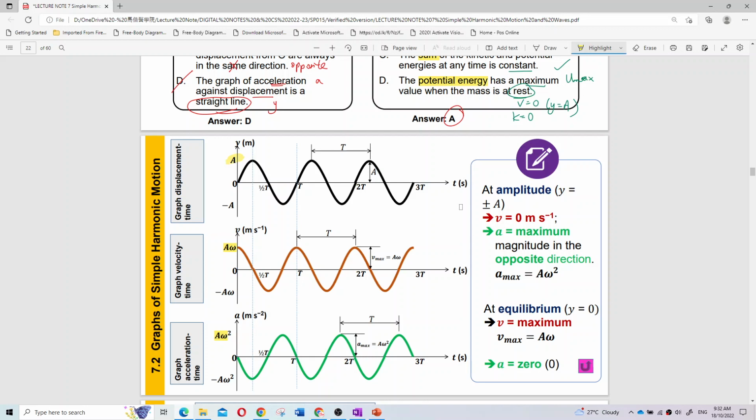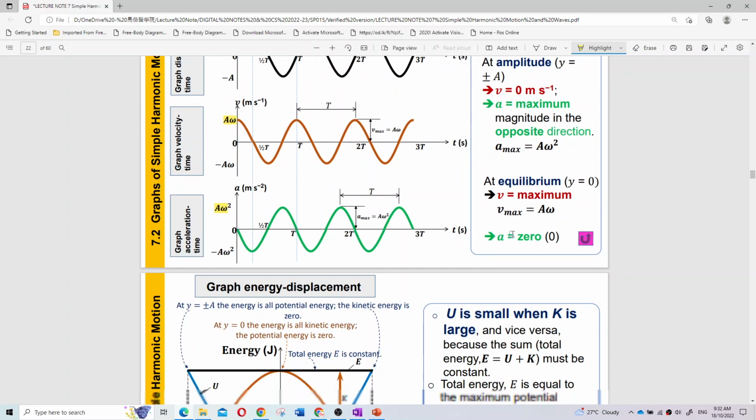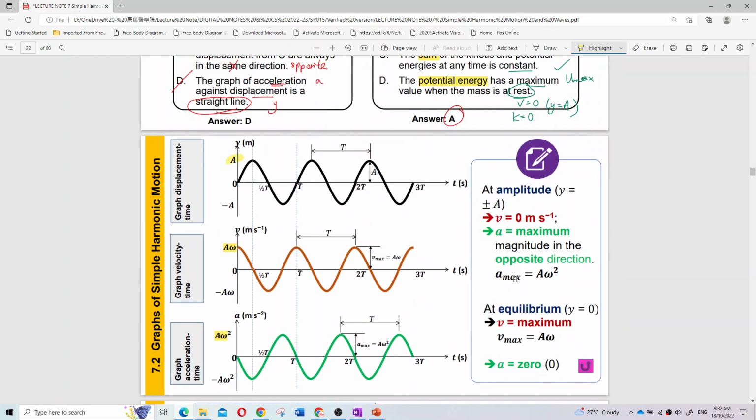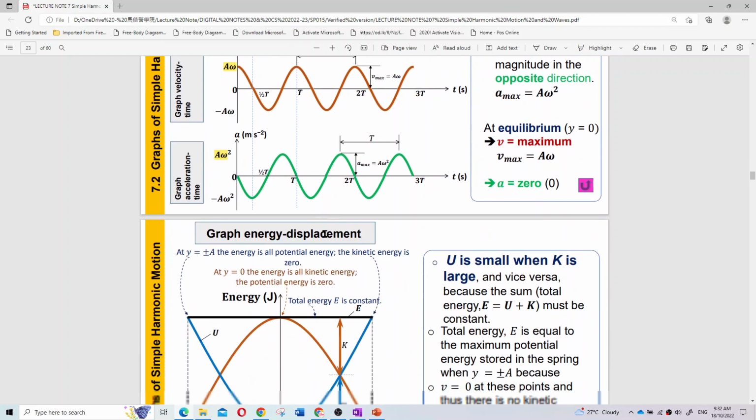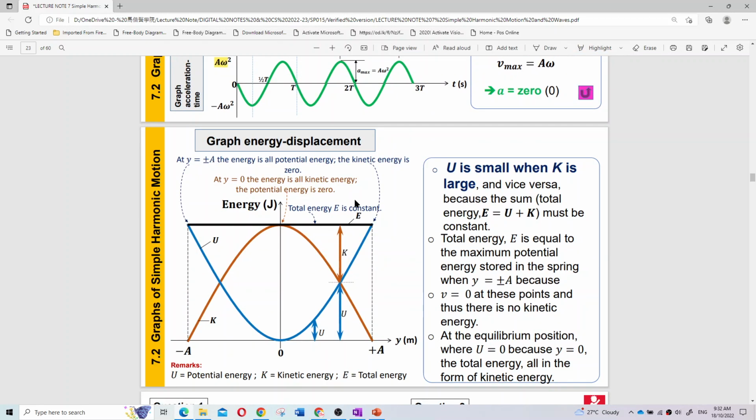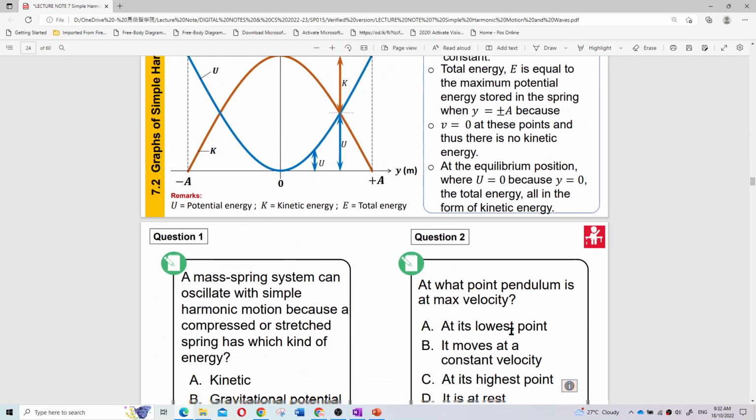Period, 2 period. Okay. You read yourself. I think you can understand by reading yourself. I've gone through everything. Total energy is constant. Also, I taught already. You read yourself. If you don't understand, you still read yourself again. Look back at my video. Velocity is 0 means no kinetic energy. At equilibrium, potential energy is 0 because no extension, all the energy is in the form of kinetic energy in the block. Yeah, I discussed.